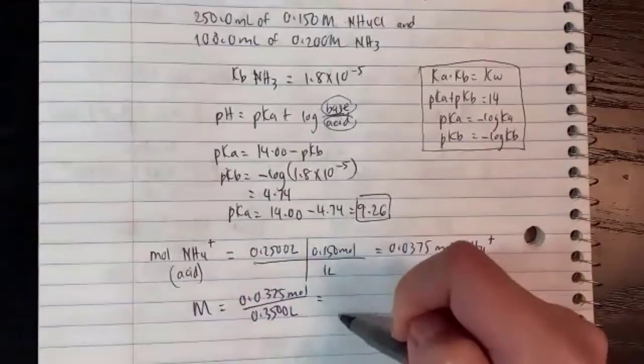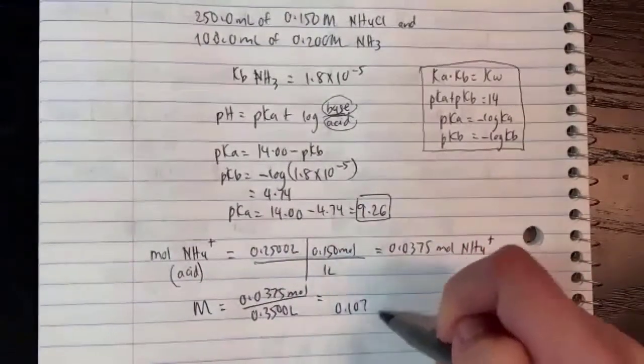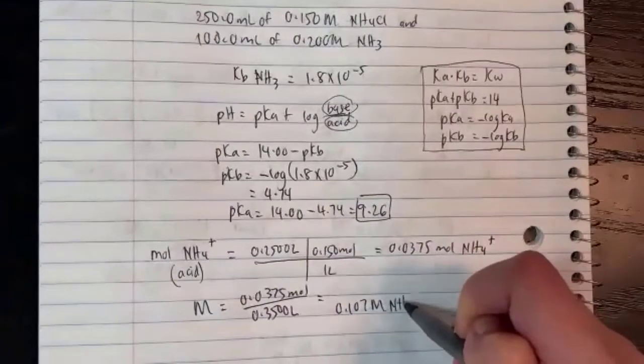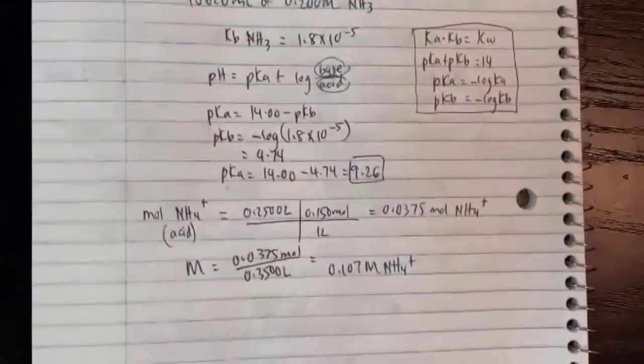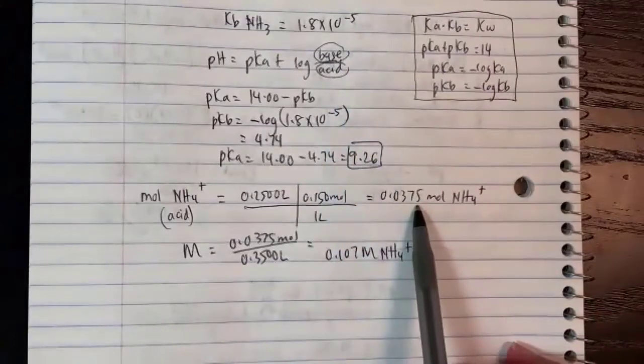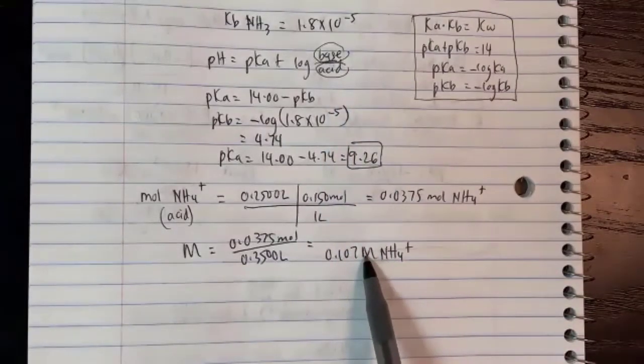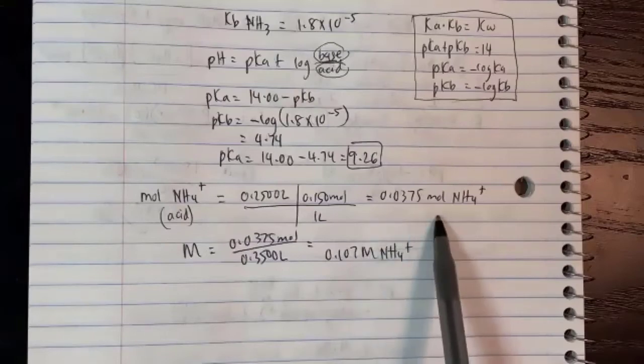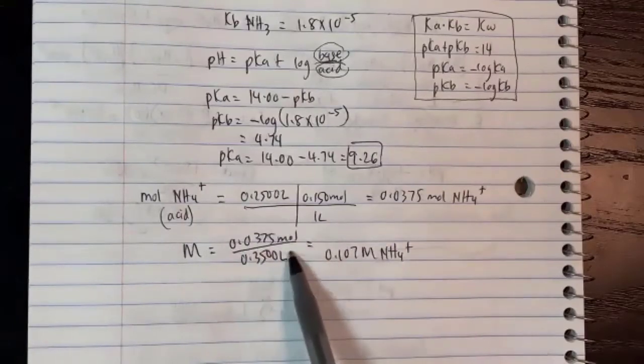And you get the molarity of 0.107. Okay, now in this equation here, in the acid term, you can use the moles. If you want to use the moles, you can use the molarity too, it doesn't matter. For me, it's faster to use moles because you skip this one extra step here.